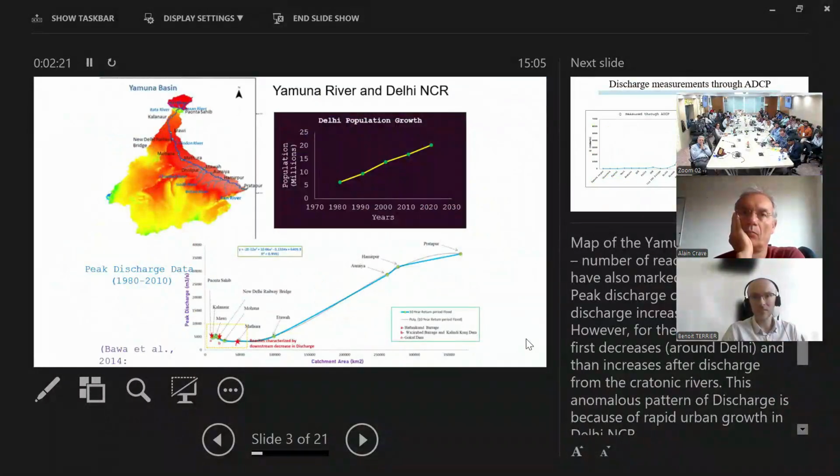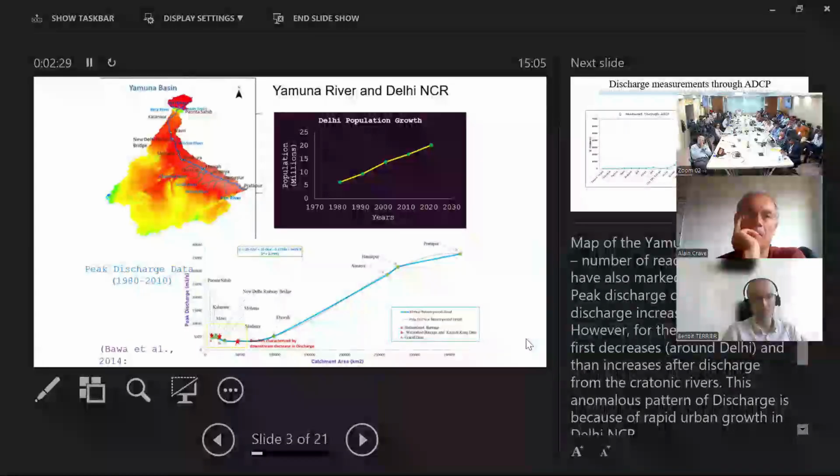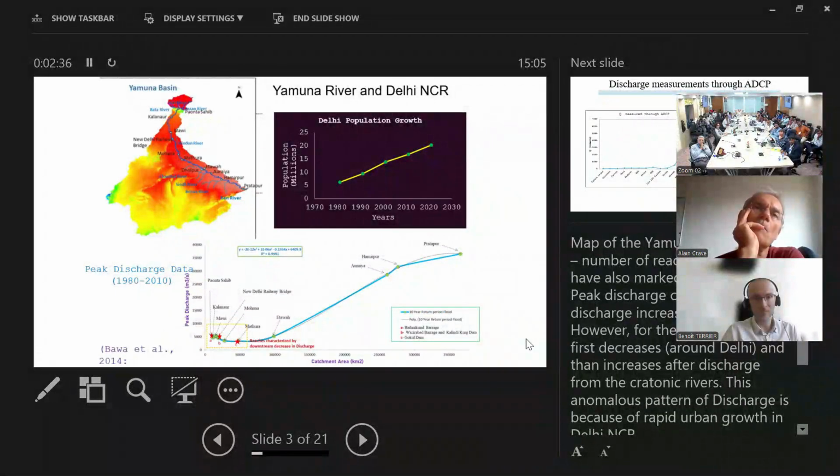So what I'm going to discuss is when it passes through the Delhi area and the Delhi NCR region, where at present the population is around 20 million people. How much disturbance is there? So the first set of disturbance comes. We know that discharge increases downstream, but here in this part you will see that discharge actually decreases in the Yamuna river. That's on the y axis.